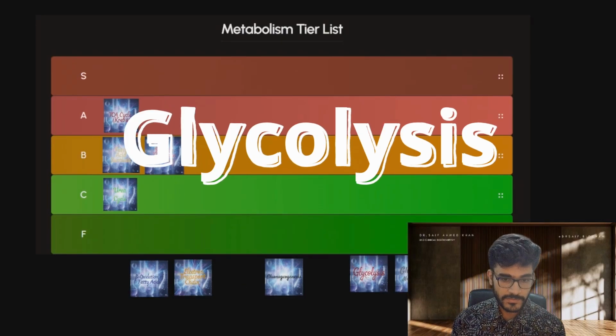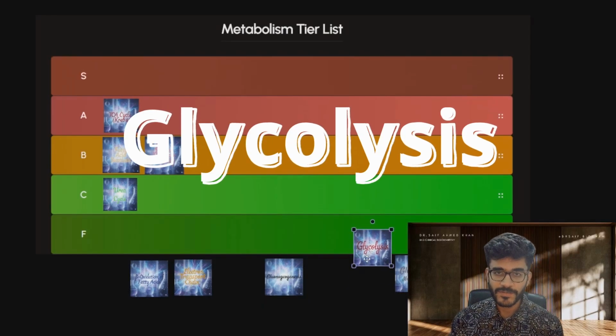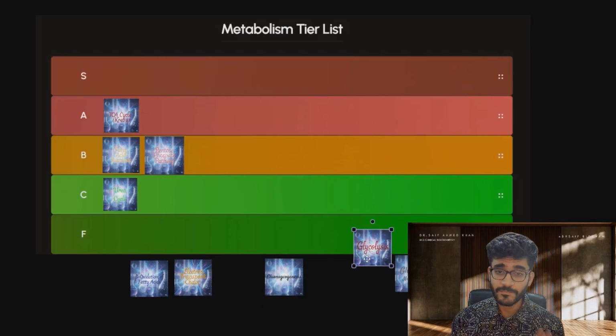Let's go to glycolysis. Now, immediately, if you think about glycolysis, it's a pretty important pathway.